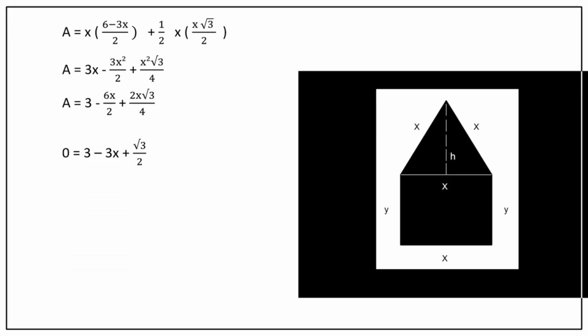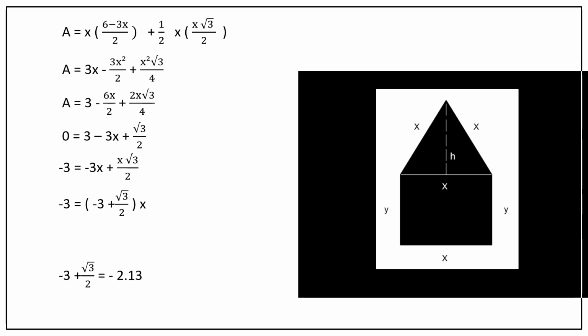It will be 0 equals 3 minus 3x plus x square root of 3 all over 2. We will transpose 3, so we will have negative 3 equals negative 3x plus x square root of 3 all over 2. We can factor out x, then it will be negative 3 equals negative 3 plus square root of 3 over 2, times x. Negative 3 plus square root of 3 over 2 is equal to negative 2.13. Then we will divide both sides by negative 2.13. The value of x is 1.41.